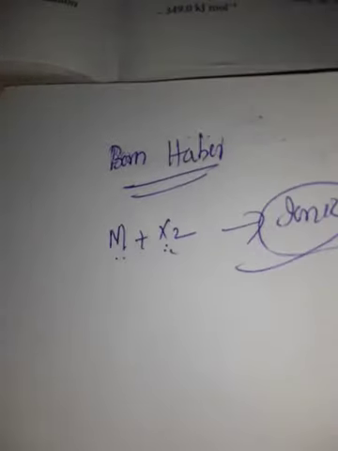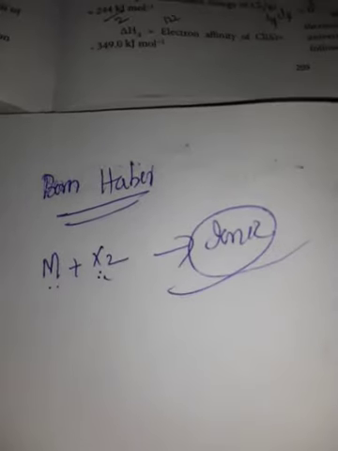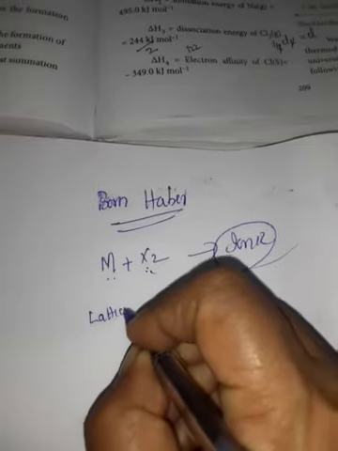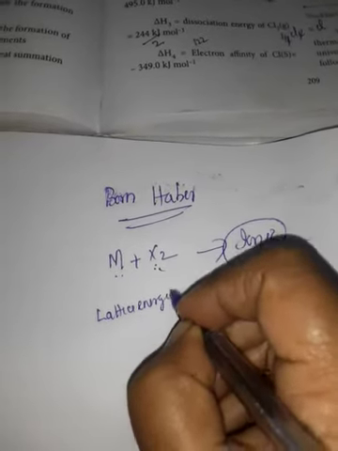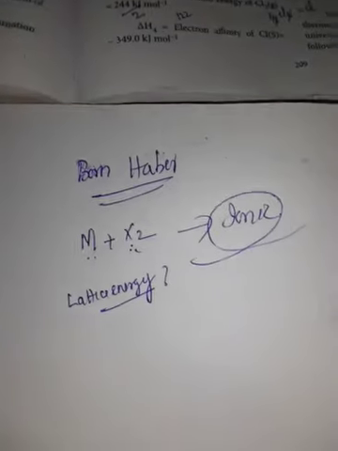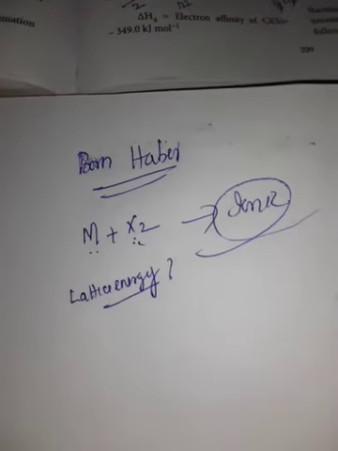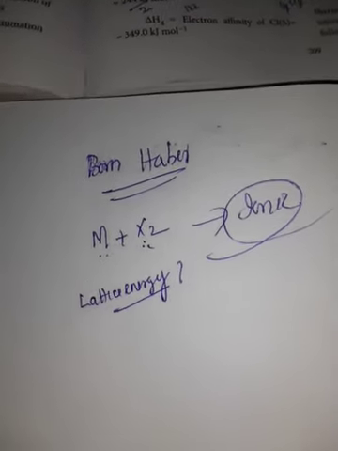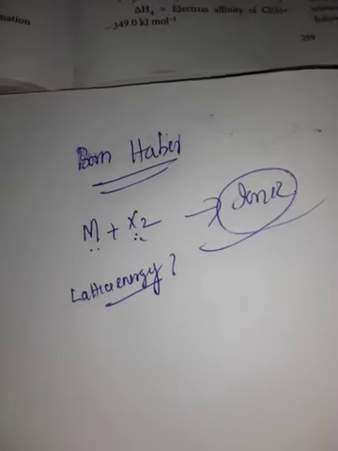So the Born-Haber cycle is primarily used for calculating lattice energy. What is meant by lattice energy? Lattice energy means the amount of energy required to completely remove the ions from its crystal lattice to an infinite distance.